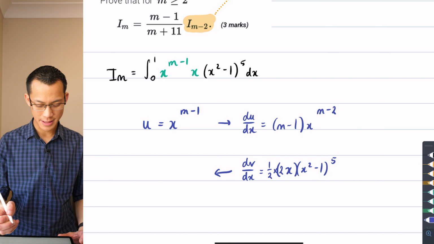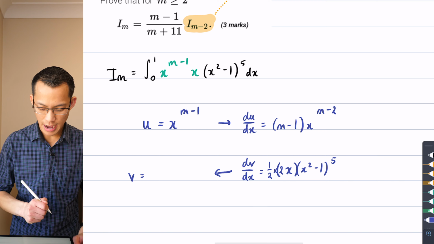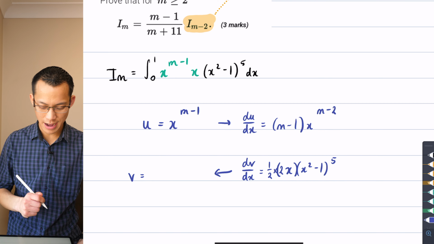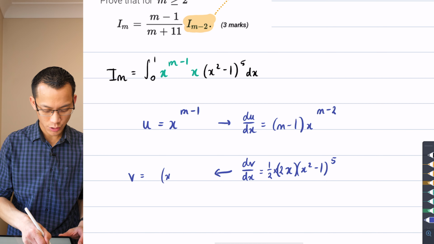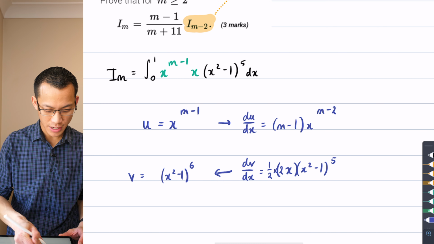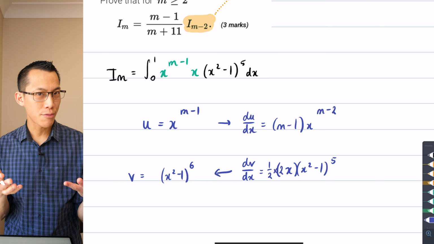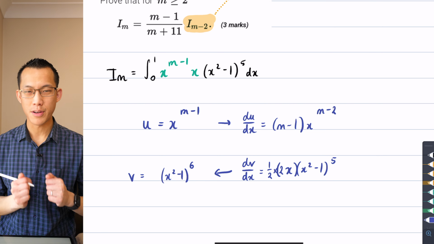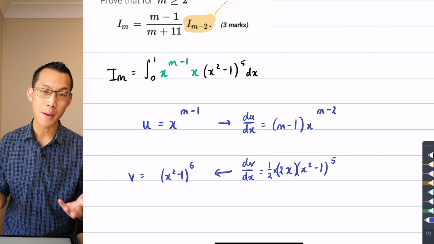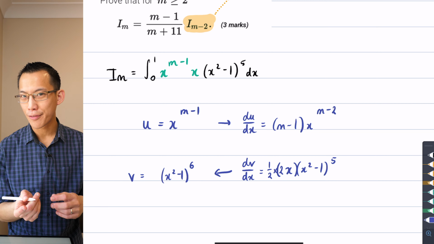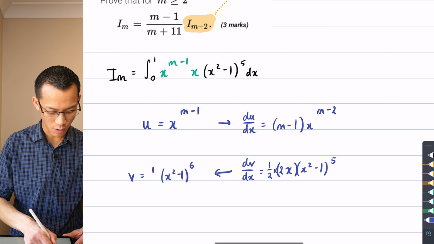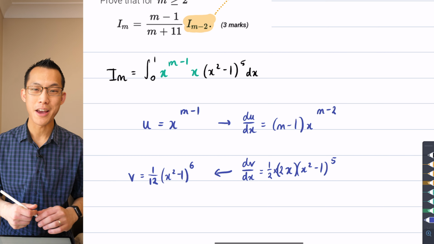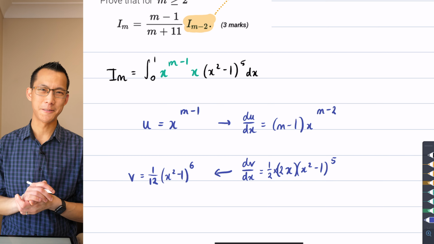When I integrate this to get my v, what is going to happen? Well, I'm going to raise the power. So that's going to give me (x squared minus 1) to the power of 6. I'm going to divide through by that 2x because that was the inside derivative. And then I'm going to divide by the new power. Now, I've already got a half out the front. So when you divide a half by the new power, which is 6, you're going to get 1 over 12. So there is my v having integrated. Okay?